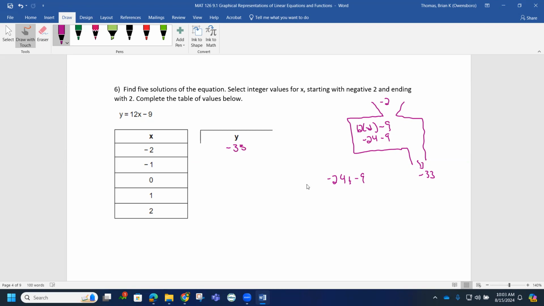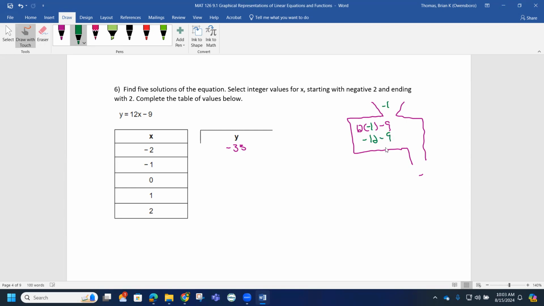So if I pick a -1, I can erase all this and reload my function. So what we're doing is replacing x with a -1. So -1 is going into my function. They want us to perform the calculations and find the value for y. So 12 times -1 is -12.